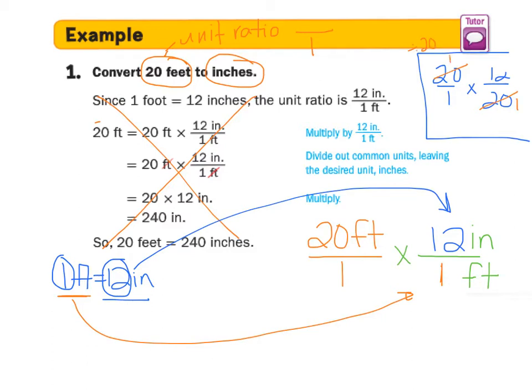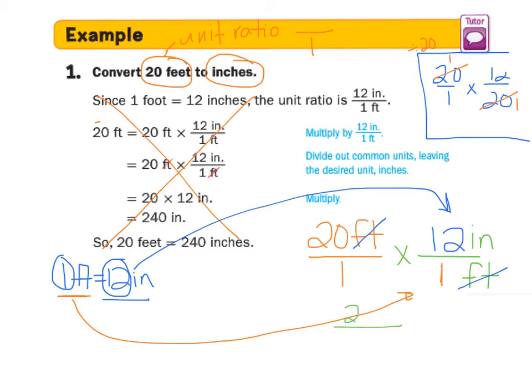Well, this same concept works with our labels. I have feet on top of my fraction, and I have feet at the bottom of the second fraction. They are across from each other, so we can simplify and get rid of those labels. Now I can check my numbers. 1 and 12 we can't simplify. 20 and 1 we can't simplify. So I go ahead and multiply.